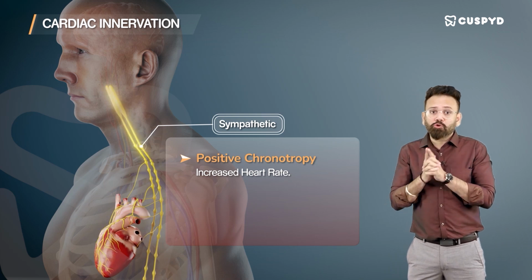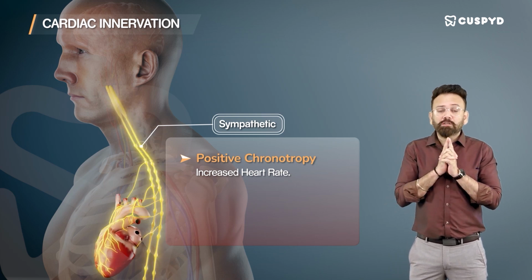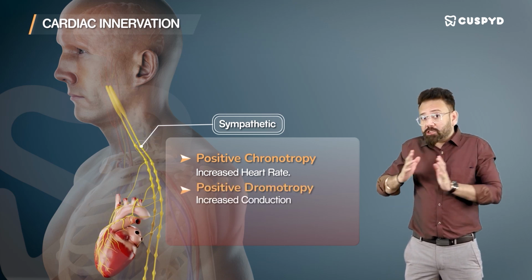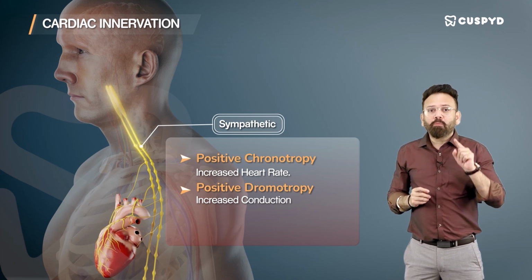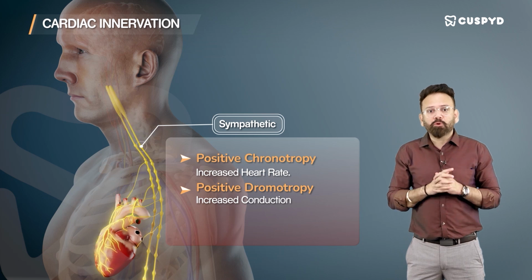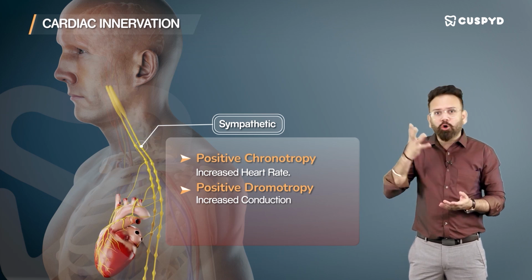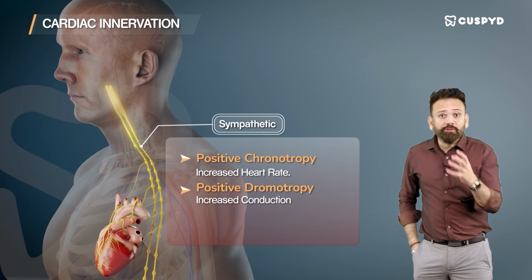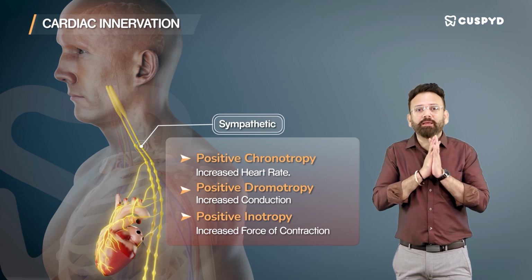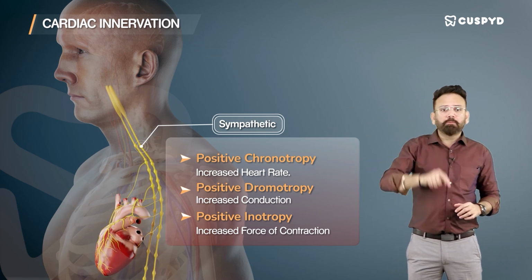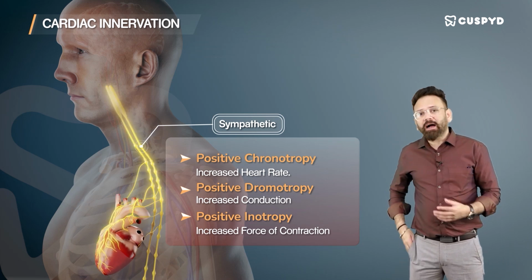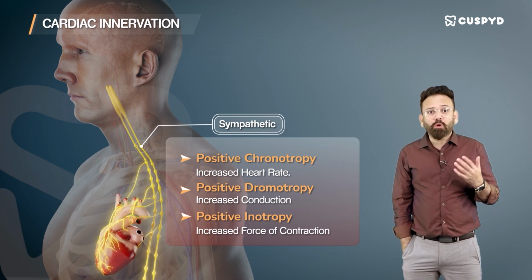Then beta 1 receptor is also stimulated on the AV node. AV node is responsible for dromotropic action, so the conduction will be fast. So there will also be positive dromotropy. It also supplies the His-Purkinje conductive system, same dromotropy, and also the atrial and ventricular contractile tissue. So force of contraction will be more, and if force of contraction is more, it is called inotropy. So in response to stimulation of the sympathetic nerve, there will be positive chronotropy, dromotropy and inotropy. Am I clear? These three are the properties of the heart.